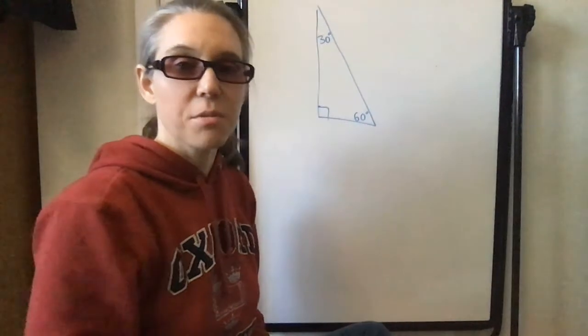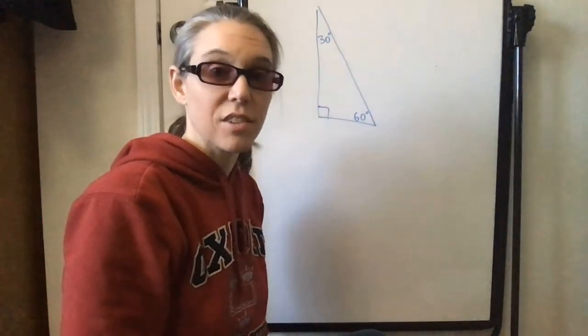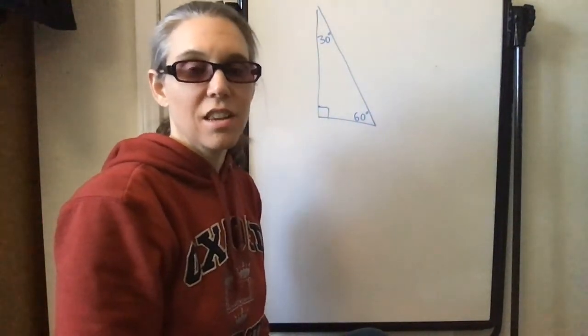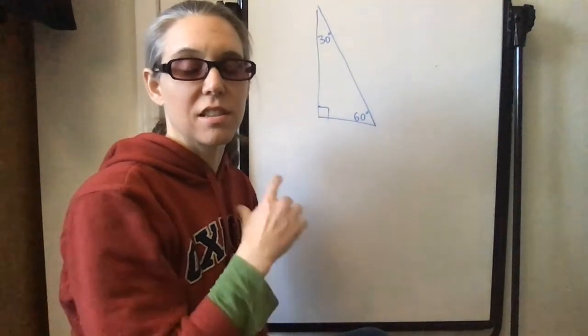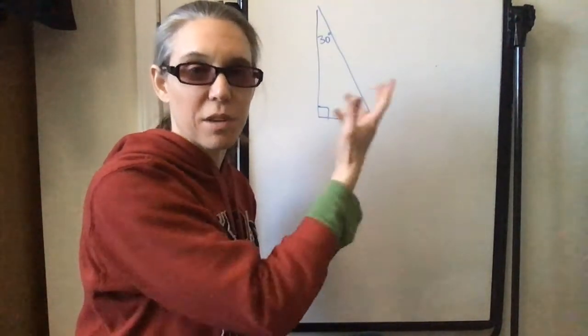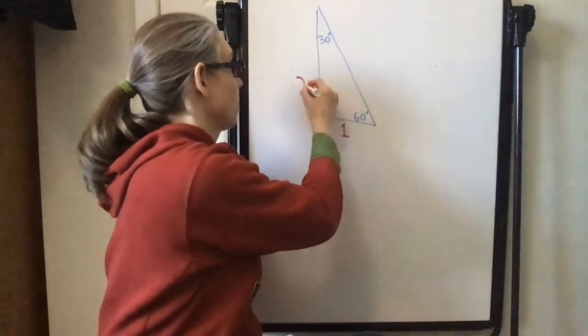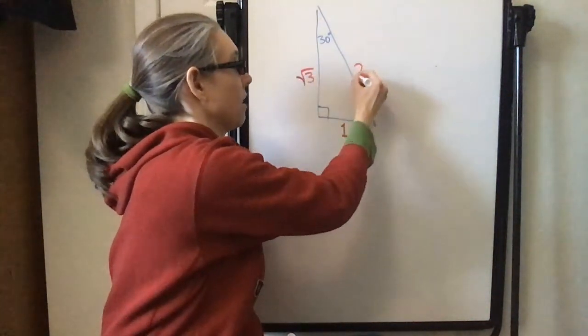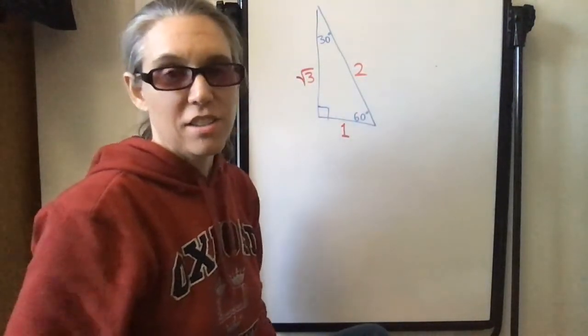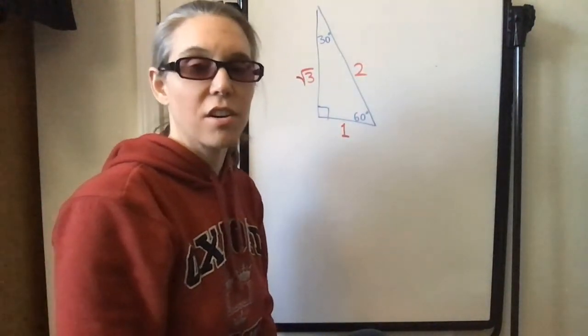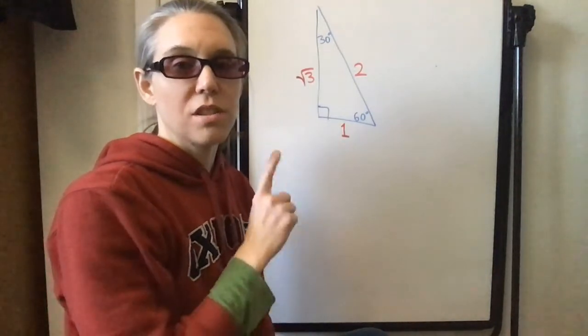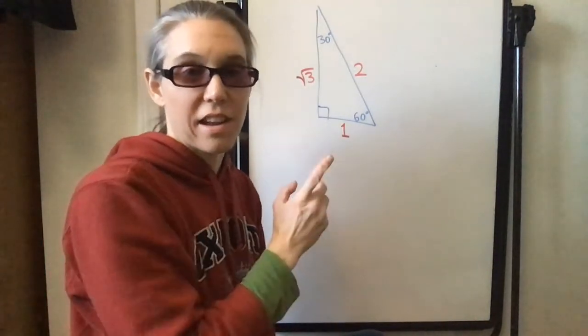This is the other right triangle that is used extensively in trigonometry. The ratios of the lengths of the sides are 1, square root of 3, and 2. It's often the case that students have a hard time remembering which number goes with which side.